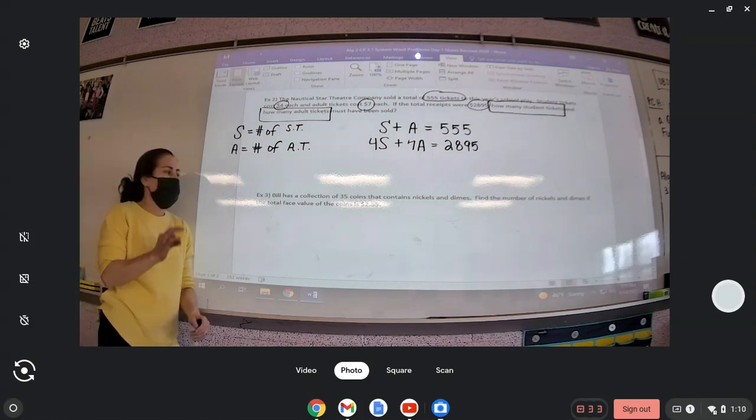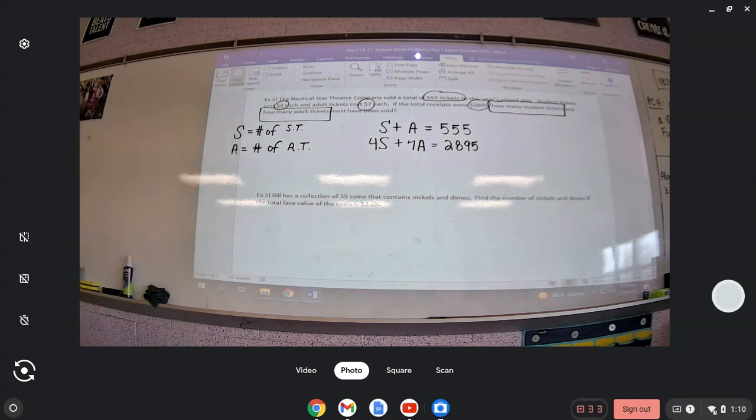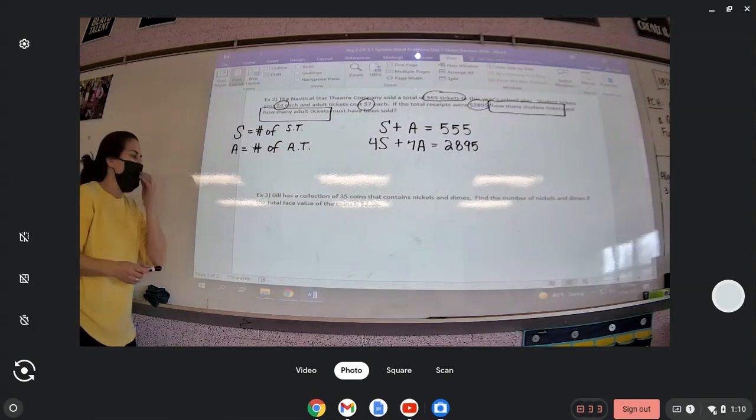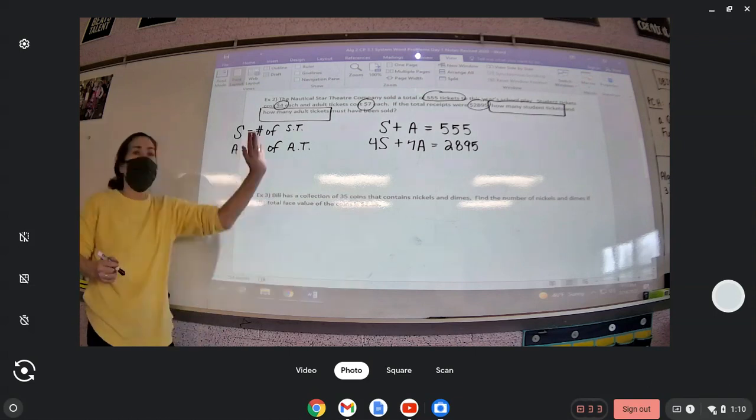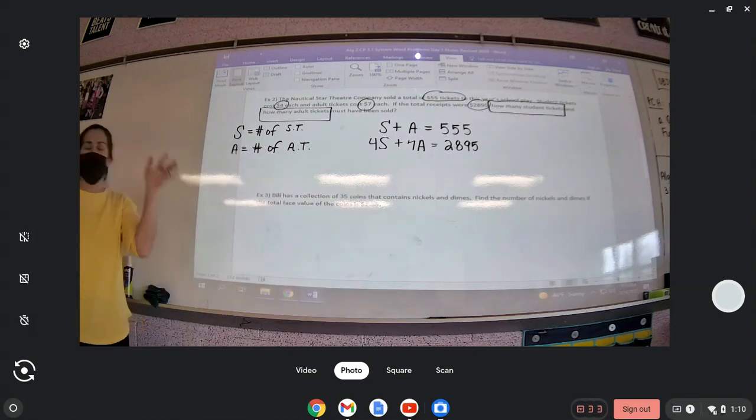It says Bill has a collection of 35 coins that contains nickels and dimes. So guys, there's this guy. He's got 35 total coins. Some are nickels, some are dimes. Find the number of nickels and the number of dimes if the total face value of all the coins, if the total amount of money is $2.55.